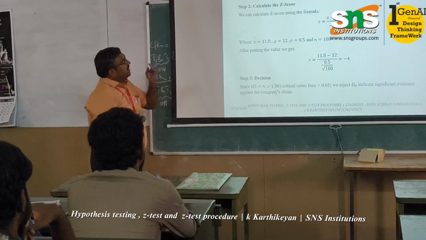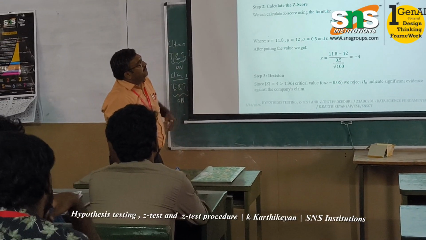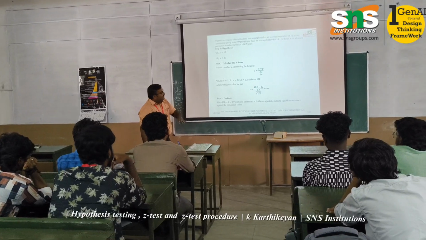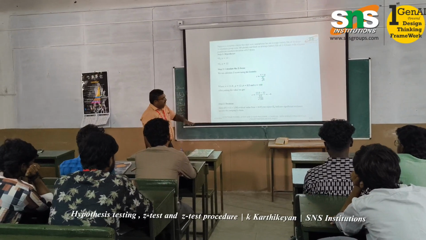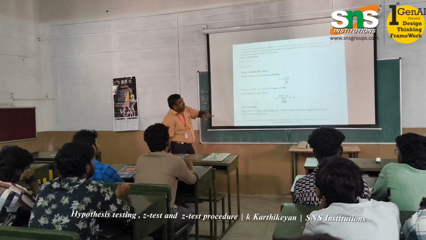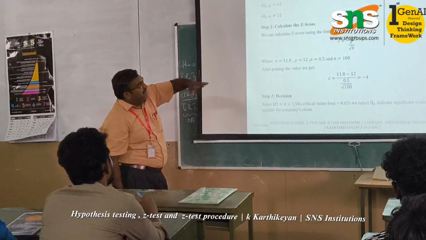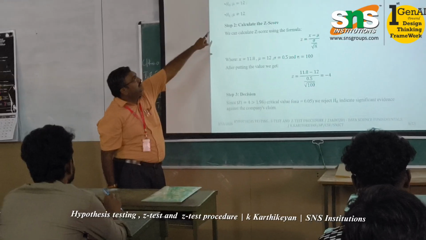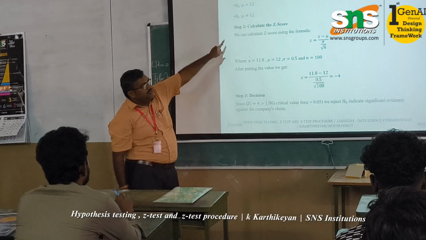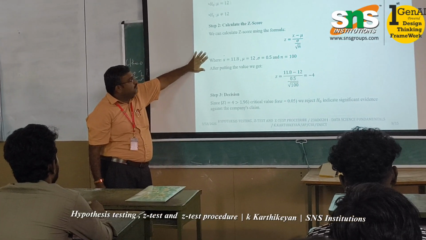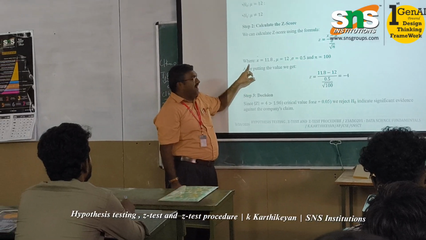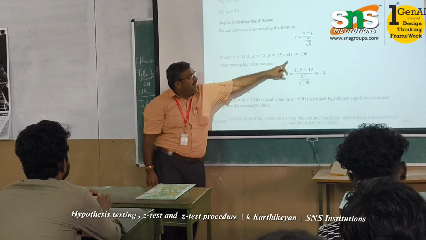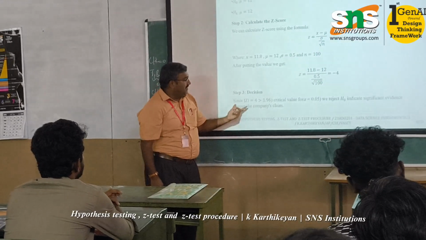Another example. Suppose a company claims its new smartphones have an average battery life of 12 hours. A consumer bought 1000 phones and finds the average battery life is 11.8 hours. Now the hypothesis can be defined: H0: mu equal to 12, H1: mu not equal to 12. Calculate the test score, substituting your values: x bar equal to 11.8, mu equal to 12, sigma 0.5, and n 100. You can substitute the values and compare the deviation.